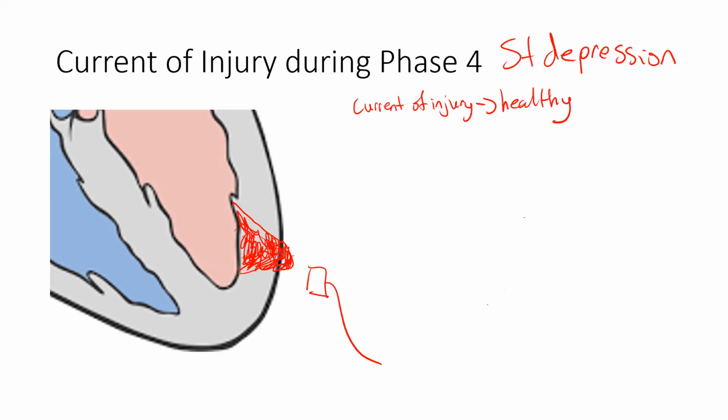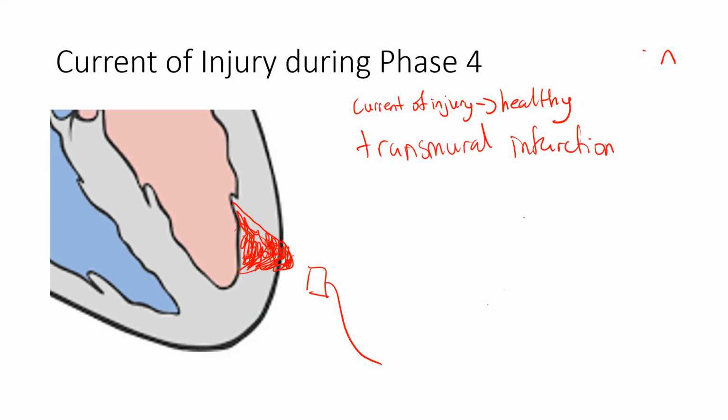Now the only difference with this one is that, because the entire portion, and this is your transmural infarction or ischemia, because the entire portion of the ventricle is being deprived of oxygen, and it's becoming hyperkalemic and also acidotic, which way is the direction of the net current of injury going? Well, it's going down and it's going up towards the healthy cells.